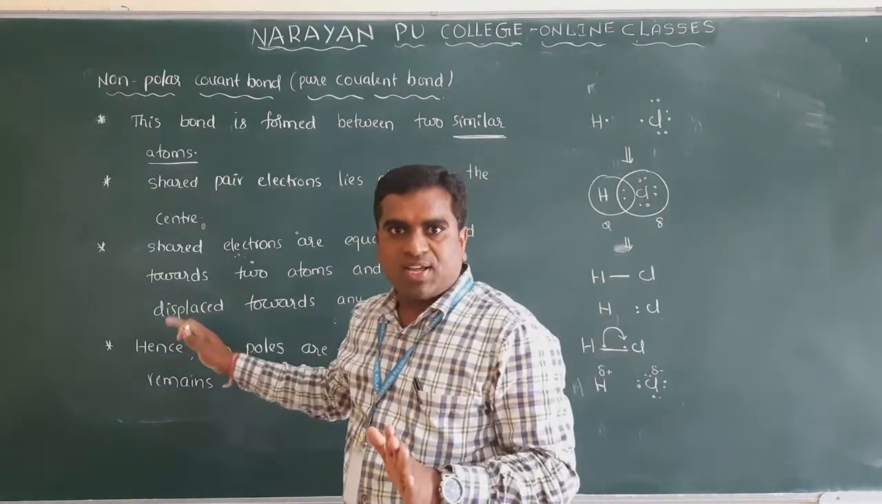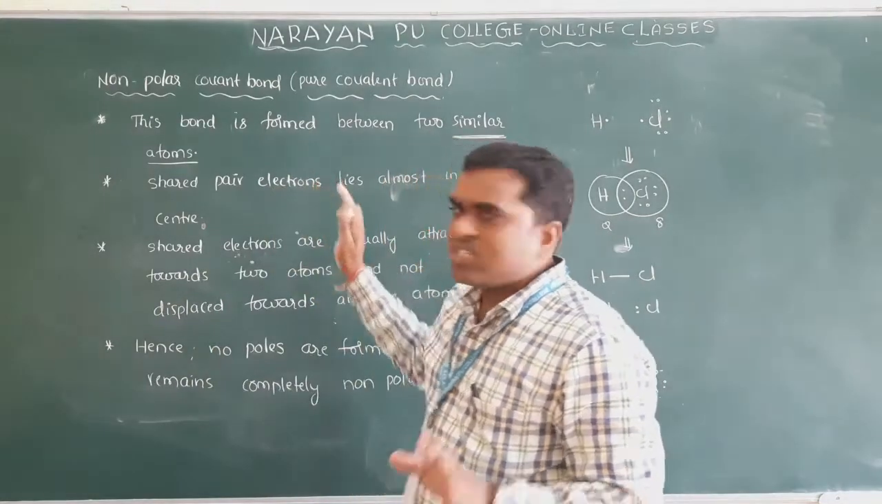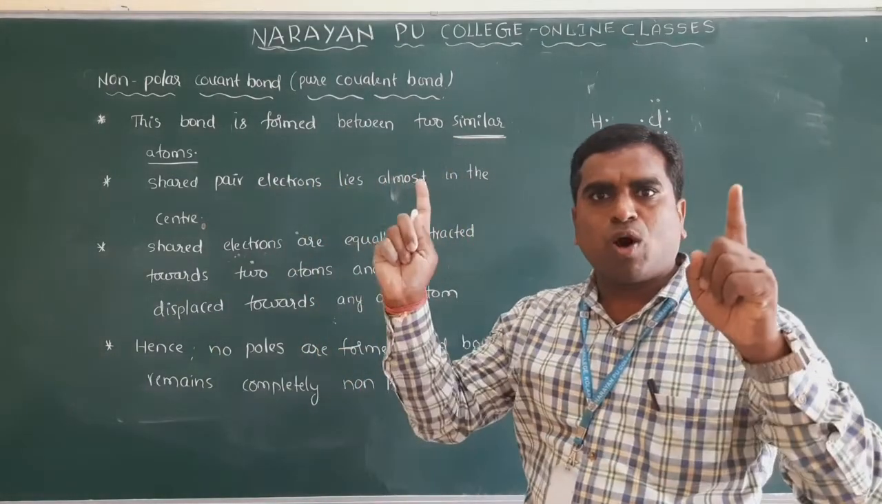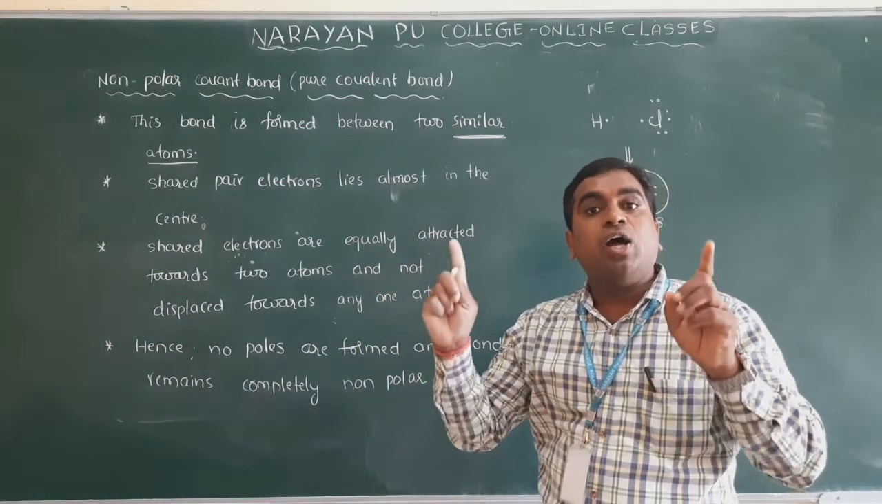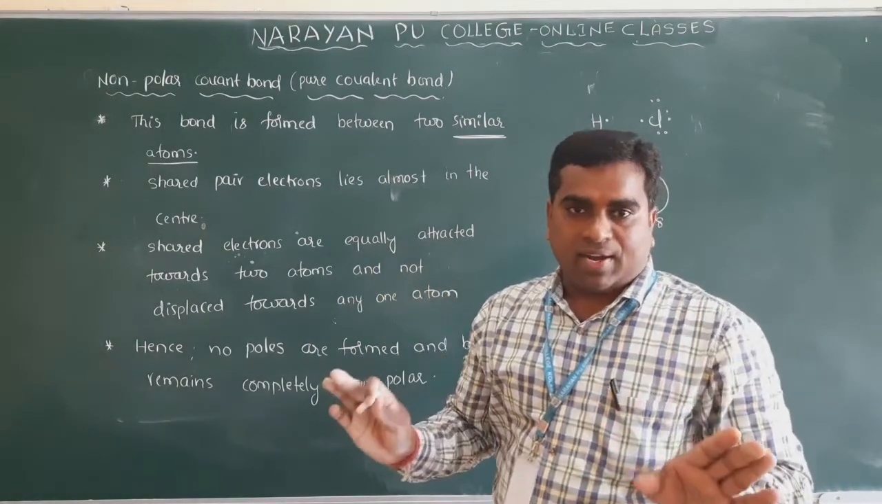So I will write the points here; you note them down. Simple: a non-polar covalent bond is formed between two similar atoms, and a polar covalent bond is formed between two different atoms.